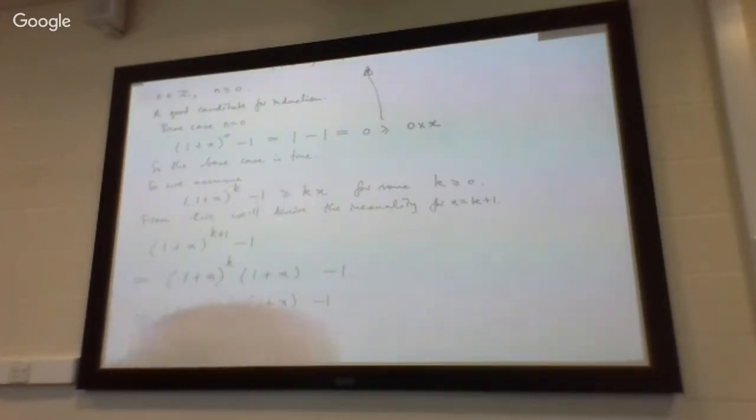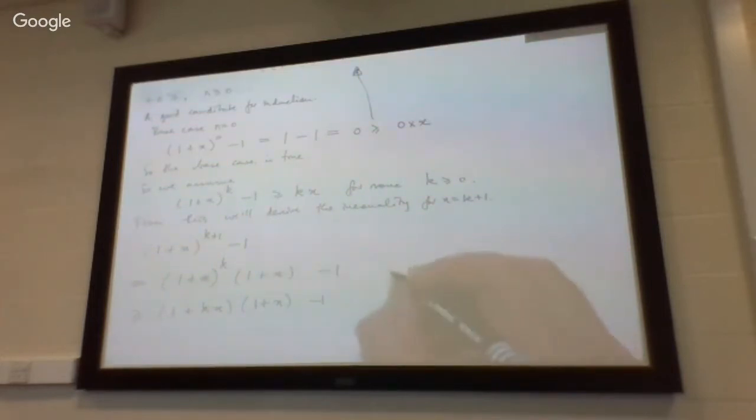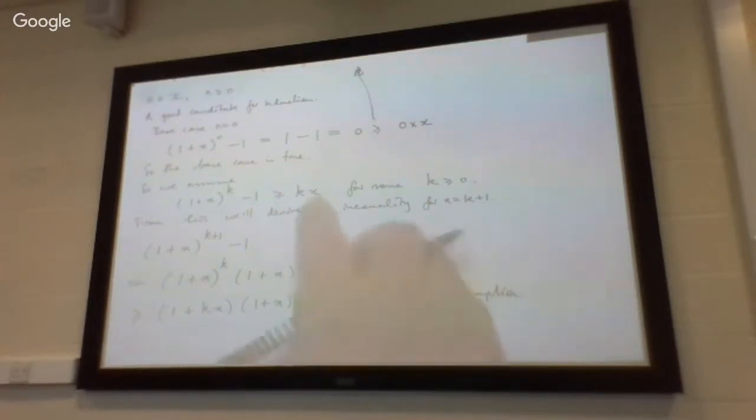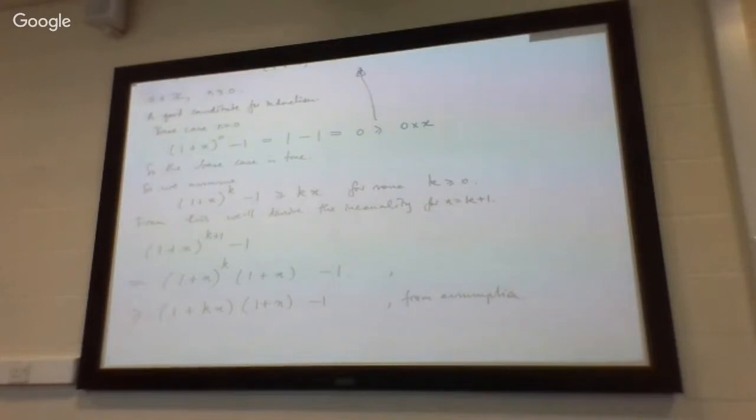But I've replaced the 1 plus x to the power k with something smaller. So this is now greater than 2. So that's just manipulation. This is from the assumption. I'm trying to relate this to k plus 1 times x.